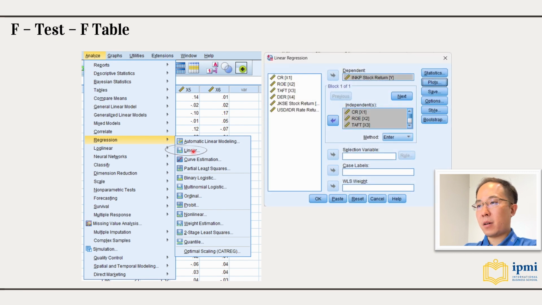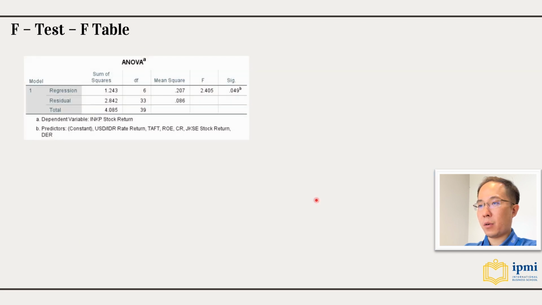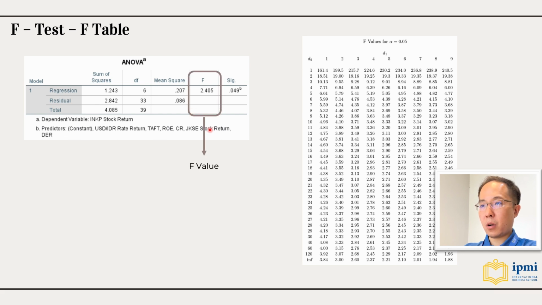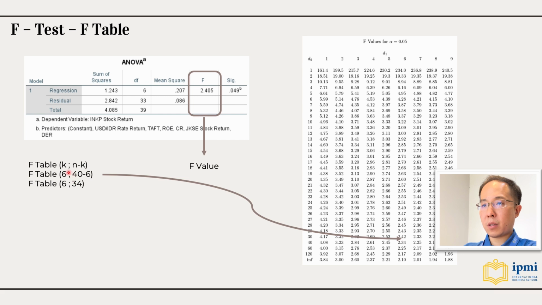Analyze, regression, linear, the same as the previous linear regression steps, and then click OK. An ANOVA table will come in. ANOVA is analysis of variance, and if you look at this column, the F means this is the F value. You need to have the F value for alpha 0.05 like before, and then there are equations like this. So the k is 6, and the data minus the k, so 6 and 34.